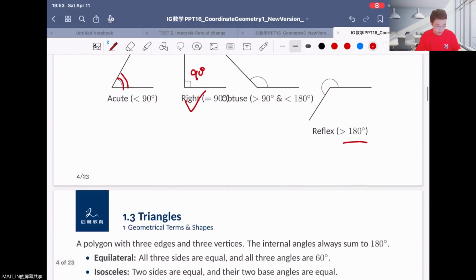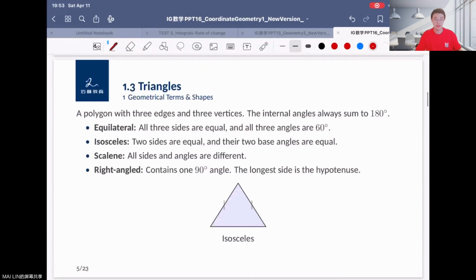Okay, and we also have triangles. Okay, so we have four types of triangles. Here, the first type is called equilateral. Equilateral means the three sides are equal to each other. Okay, so we can say equilateral has three same sides, and the triangle is symmetrical, right? You can find here, you can draw three lines of symmetry, right? You can just fold it and it can be repeated totally, right?